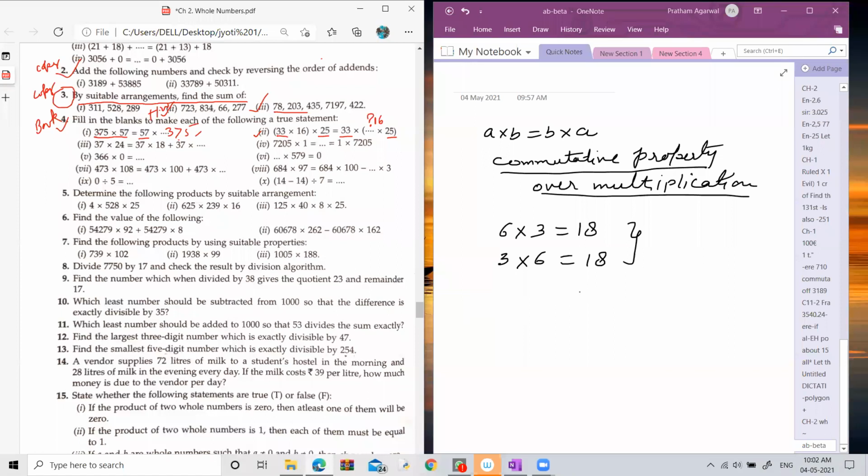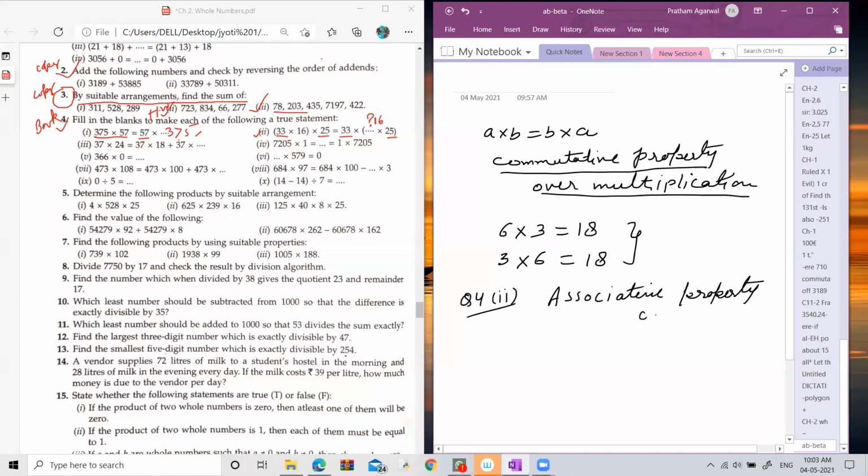It is the associative property. Okay. Over which sign? Over addition or multiplication? Over multiplication. Because according to this property, if you need to multiply 3 numbers, you have to make a group. On the left hand side, I'm making the group of A and B, and on the other side, I'm making the group of B and C. So this type of property is called associative property over multiplication. Fine.